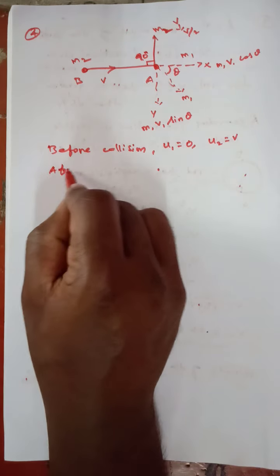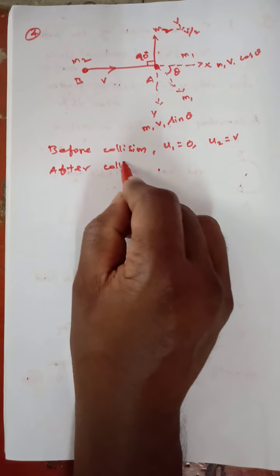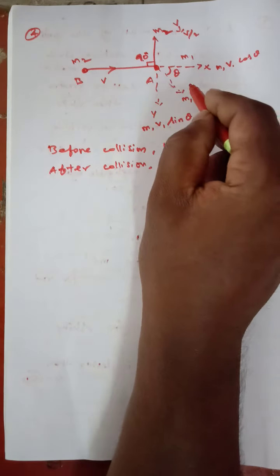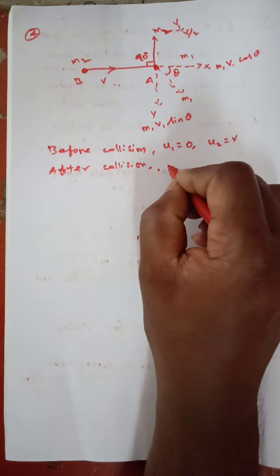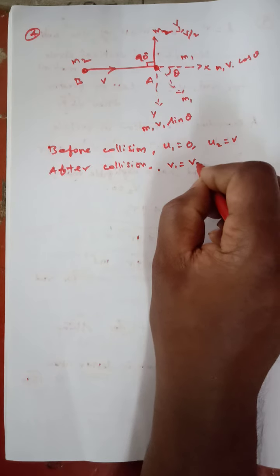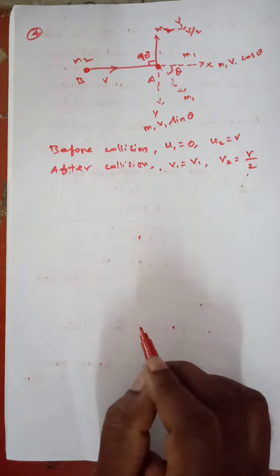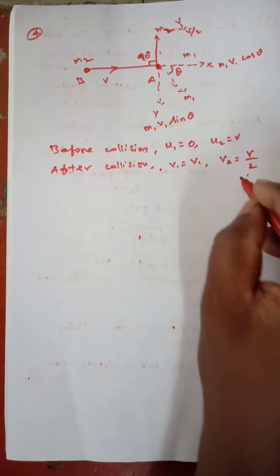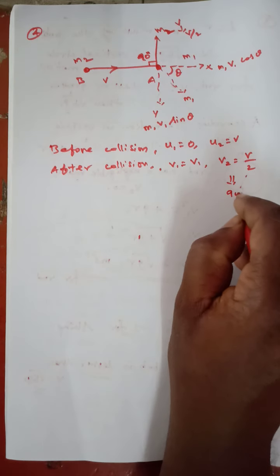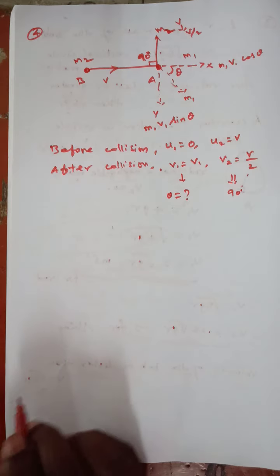After collision, object B moves in this direction. Its velocity is v by 2. A moves with some velocity, so we write v1, keeping it the same, but v2 is reduced by 2, so we write v by 2. What they are asking is, the angle of deflection for object B is 90 degrees, but what is the angle of deflection of A? So we have to find the angle theta here.